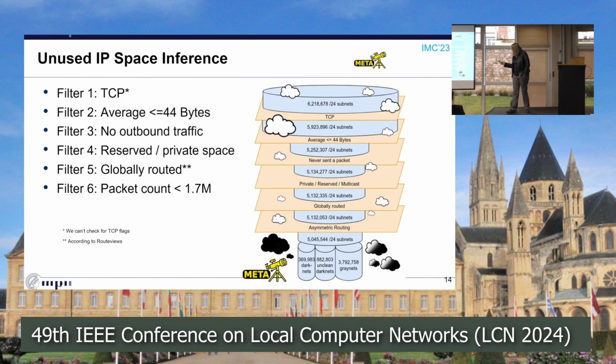And you can see how the number of subnets that we considered is slowly decreasing. We started out with about 6 million and ended up with about 5 million, and could see about 400K dark nets, some of which are mixed, and some gray nets.